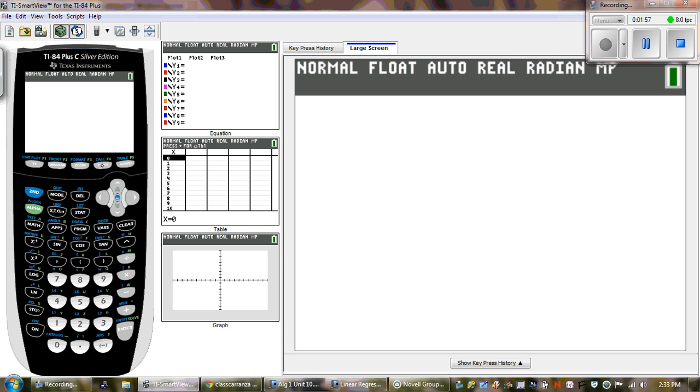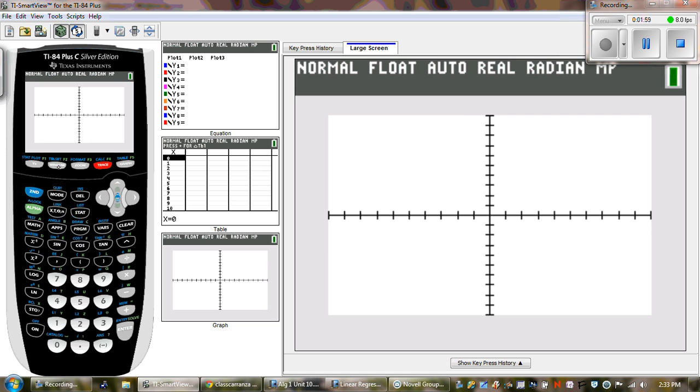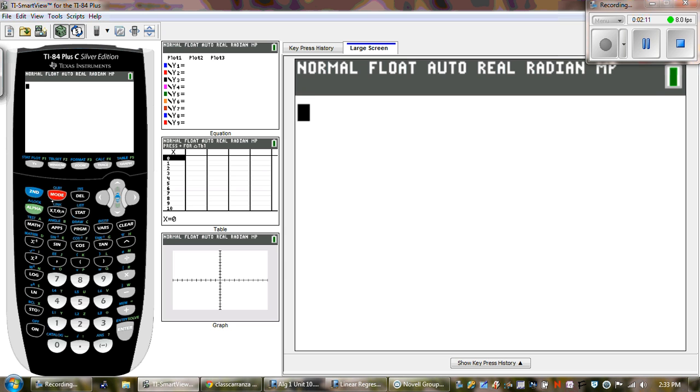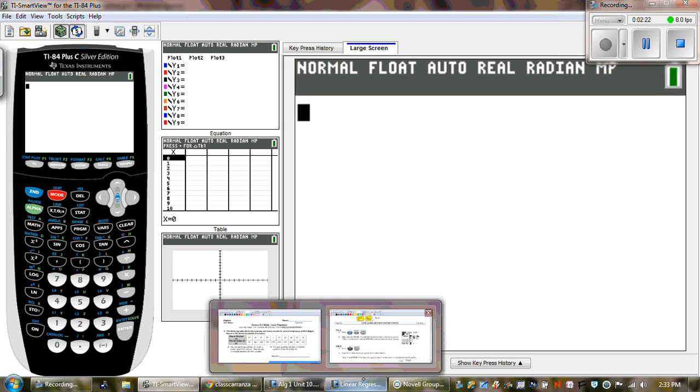So if I end up getting to some screen that I don't want to be on, I hit second. You can see the red one that's highlighted, and then mode, and that quits me out, okay? If you look right above the mode, there is a quit sign, okay? So that means quit.